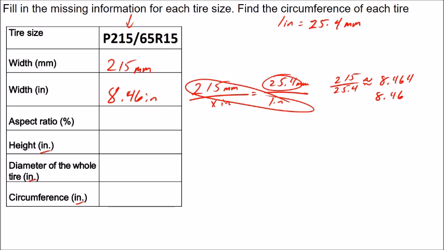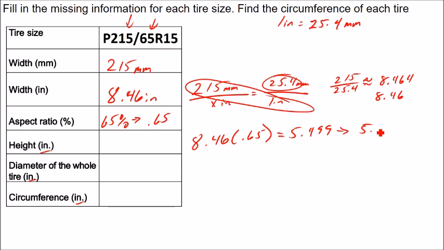So I've got 8.46 inches. My aspect ratio, that's going to be this next number right here, and it is given to us as a percent, so that's 65%. So I'm going to convert that to a decimal, so that's 0.65. All right, to get the height in inches, the height in inches is 65% of the width. So I'm going to take the width, 8.46, and multiply it by 0.65, and that will give us approximately 5.499. I'm going to again round this to the second decimal place. By doing that, that becomes 5.50. And that is also in inches.